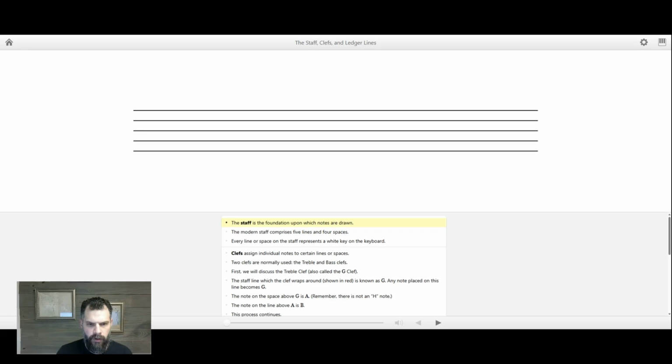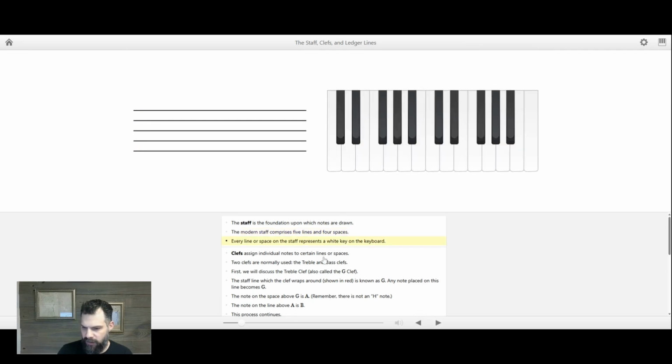All right, so let me show you what we're looking at here. Okay, so this is the staff. This is basically just going to take us through these lessons. They have these statements down here, and it'll show you visually what's happening up here on the staff. It says, the staff is the foundation upon which notes are drawn. And that's true. You can see these 5 lines here. 1, 2, 3, 4, 5. They have the nice numbers there for us. There's 4 spaces. There's 5 lines. And every line or space represents a note on the keyboard.